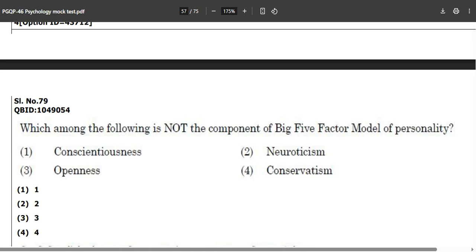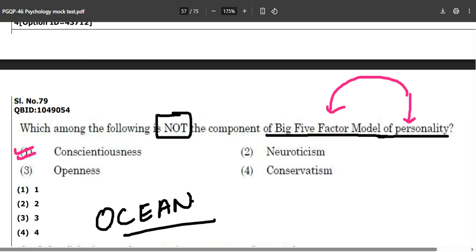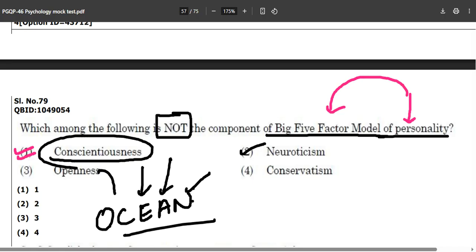Now the next question is, which among the following is not a component of the big five factor model of personality? This is from your personality topic, big five factor, Robert McCrae and Costa, if I'm not wrong, 1972. Now as you can see, the OCEAN mnemonic will come into picture again: N for neuroticism, A for agreeableness, this E, C for conscientiousness, and O for openness.